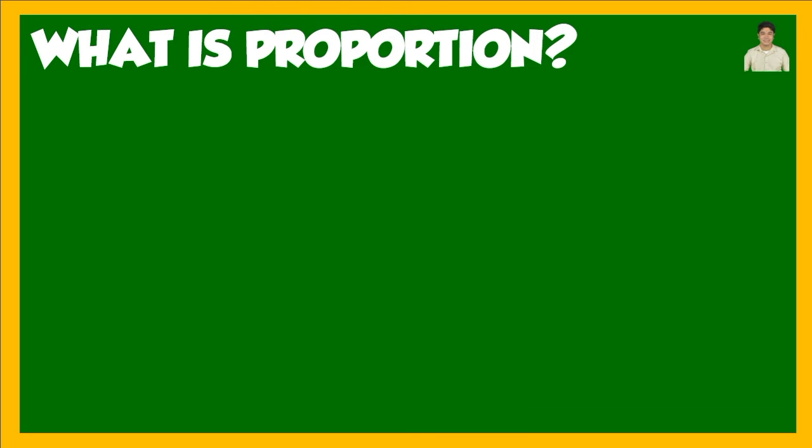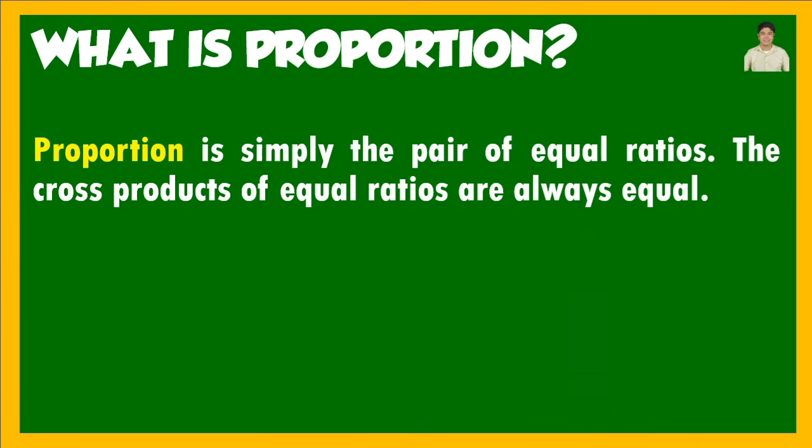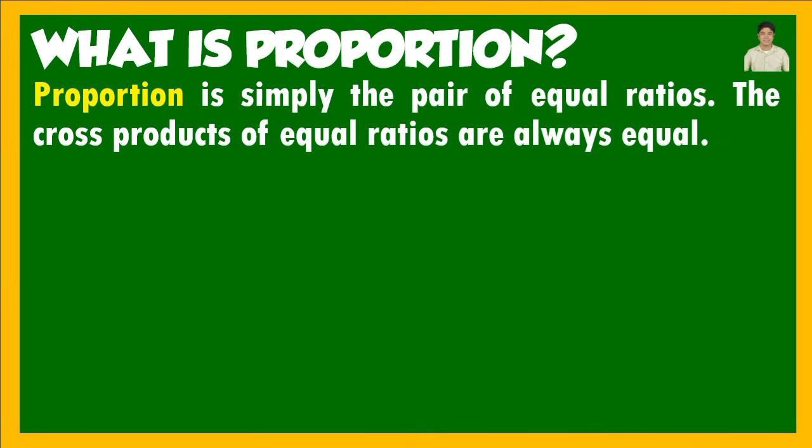So, before we present the three types of proportion, let us first have the definition of proportion. Proportion is simply the pair of equal ratios. The cross products of equal ratios are always equal. Okay, so proportion lang po ang dalawang given natin, ang dalawang ratios natin kapag pareho po yung nakuha nating cross products. Kaya nga tayo nag-apply kanina dun sa ating review.